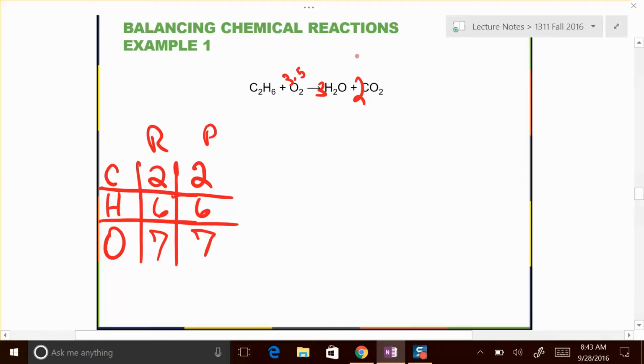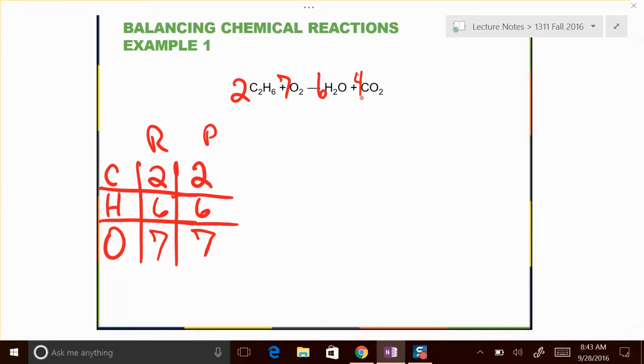Multiply everything by 2. Change the coefficients by multiplying them by 2. So I'm going to get 2 here. This is going to get changed to 7. This is going to change to 6. And this is going to change to 4. Okay? And this is my balanced chemical equation.